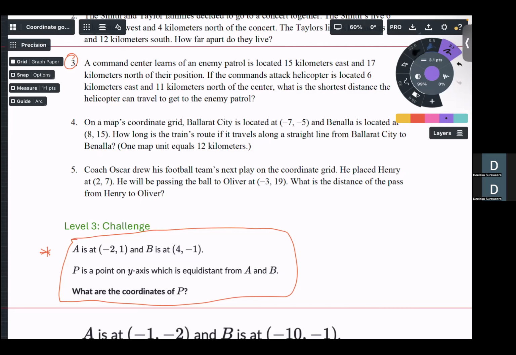Can try to simplify it. The level 3 challenge: draw a picture. Let's try to simplify it. Also put the kilometer outside the square root. Was it like square root kilometers?